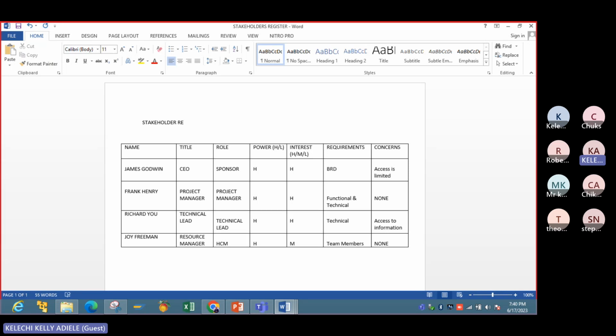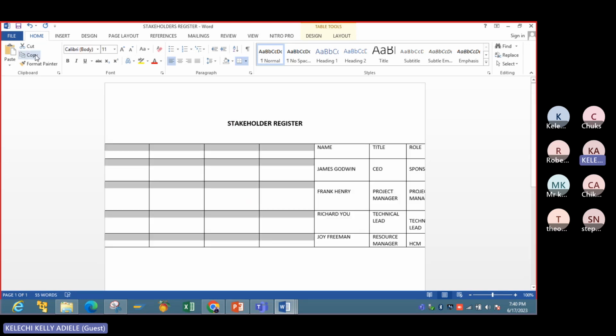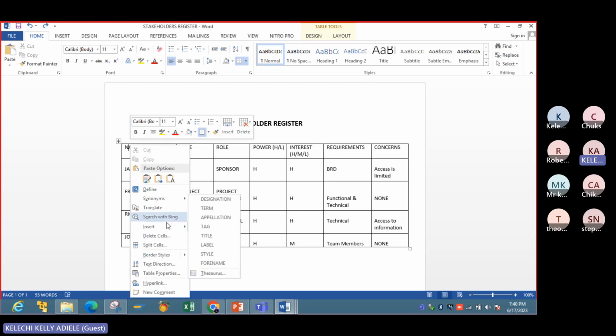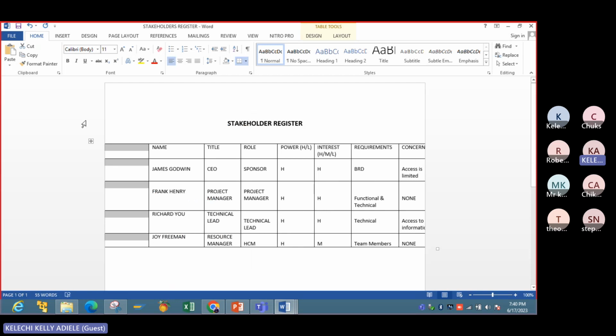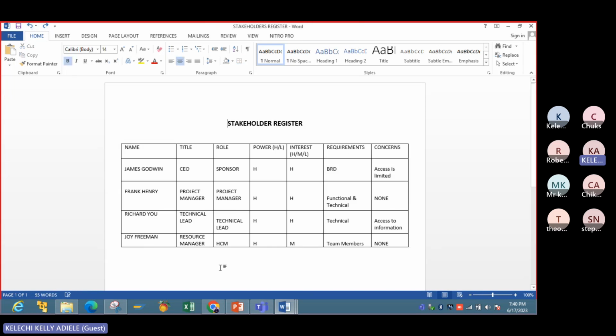Stakeholder register. So as part of your own project, please come up with a stakeholder register. At least you should have up to 10 people in your list. So these are my stakeholders.